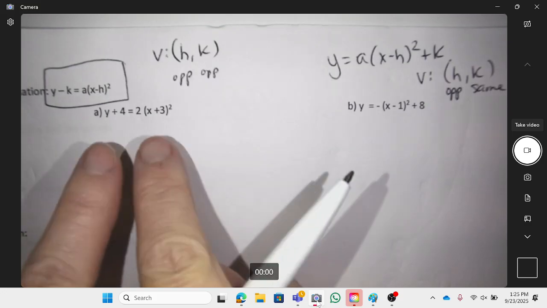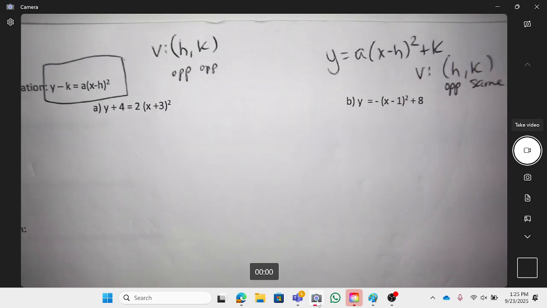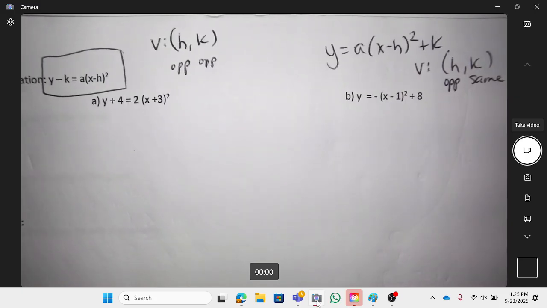All right, ready? Tell me, vertex, vertex, go. Each one. I want you to write the vertex of each one. Bracket number, detached number, always. But think, what am I doing? Opposites, same, I don't know.